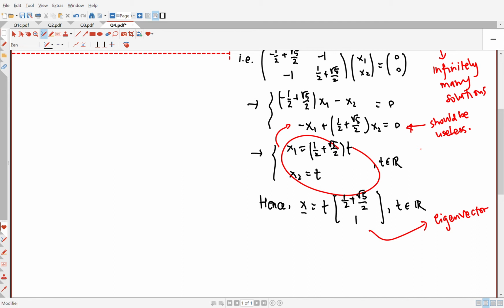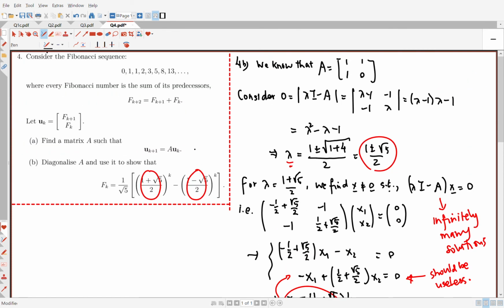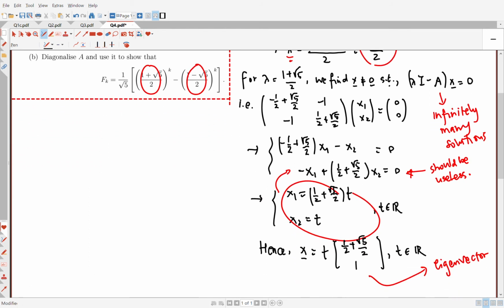Okay, good. Next, I need to find the eigenvector for the other one. Okay, let me do it here.